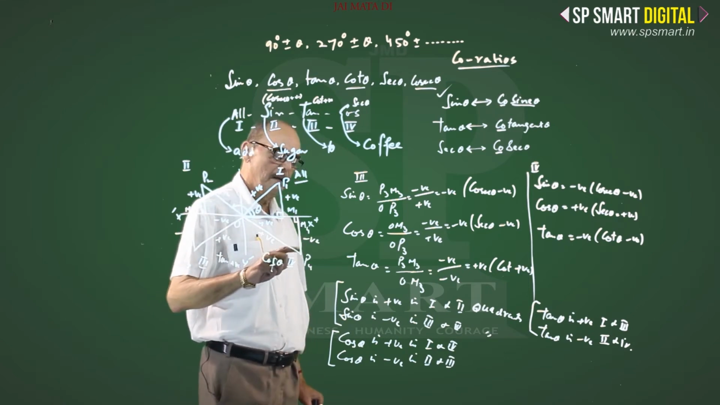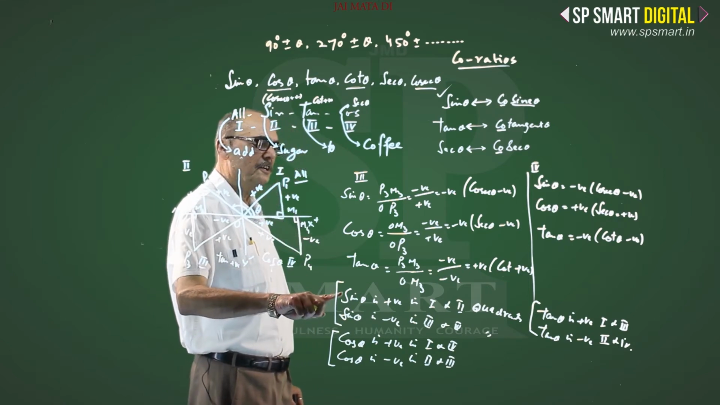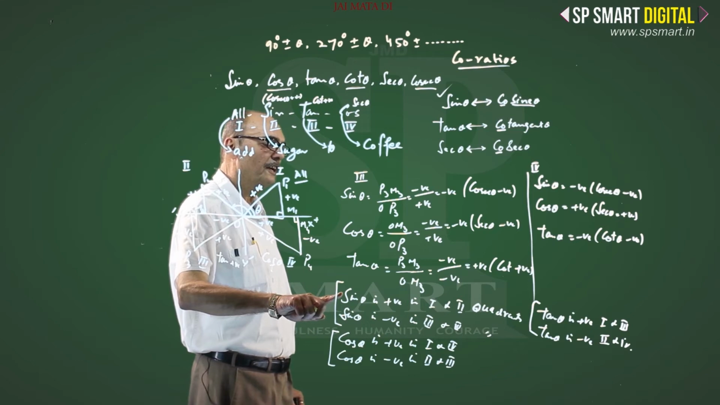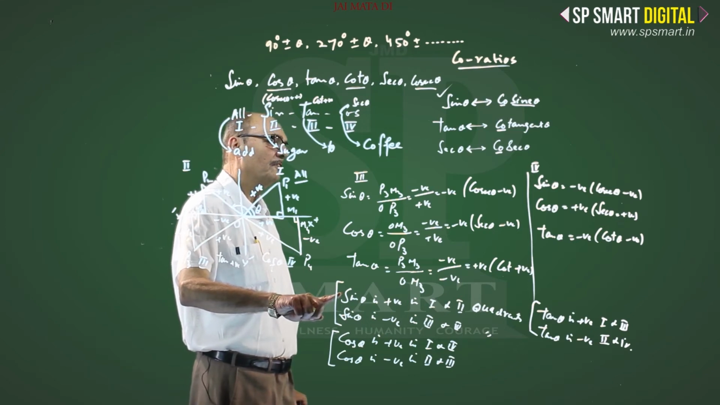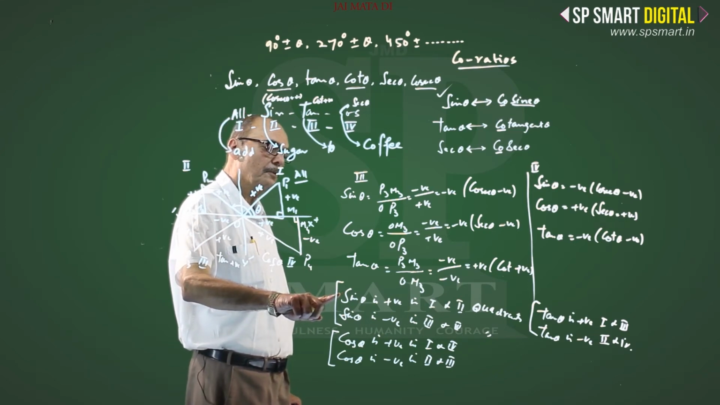So, if sin theta is positive in first and second, it is obvious its reciprocal, cosec theta, will also be positive in first and second and so on.